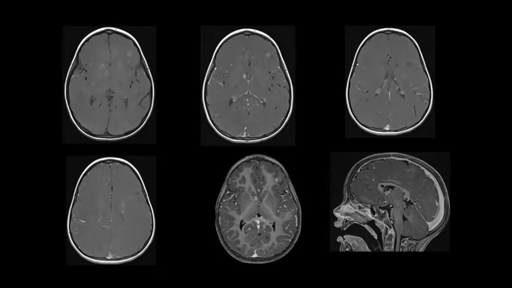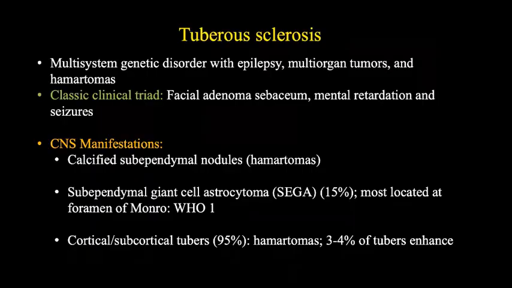Otherwise, even if it's within the foramen of Monro, it's the subependymal nodules. And if you see 2 next to each other, you should measure each one separately. So if there are 2 next to each other and each one is 6 millimeter, that doesn't put them as SEGA. Each one is measured by itself, not the combined measurement.